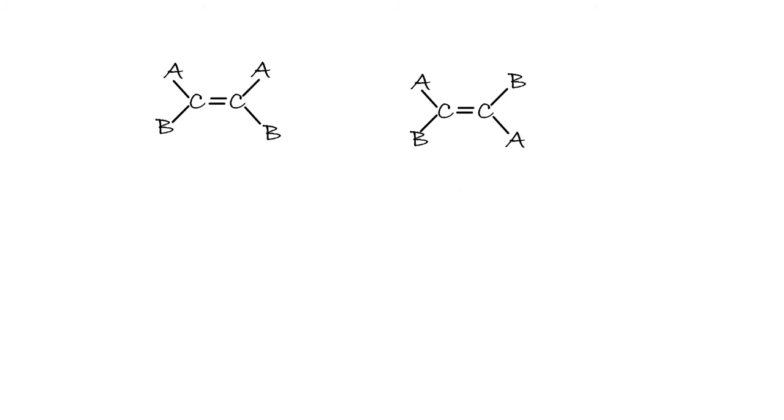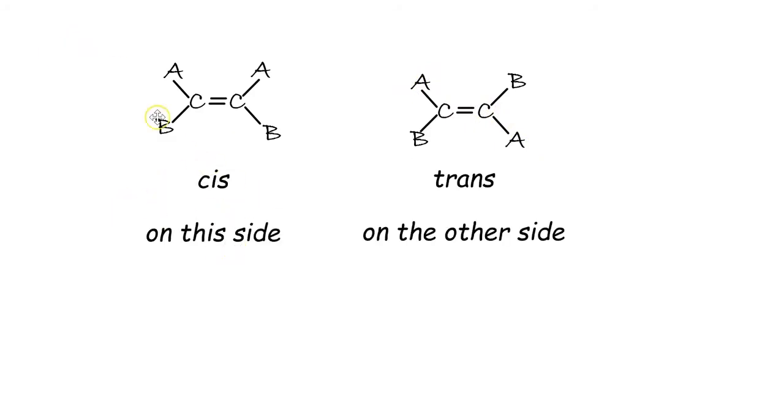Here, the letters A and B are used to show this. On the first molecule, the letters A are at the same side of the carbon-carbon double bond. On the second molecule, they are at opposite sides of the bond. On the same side is cis, which comes from the Latin 'on this side'. When they are opposite each other, the molecule is trans, which comes from the Latin 'on the other side'.